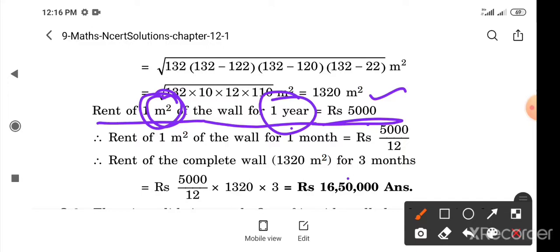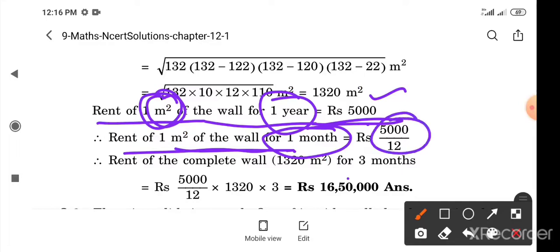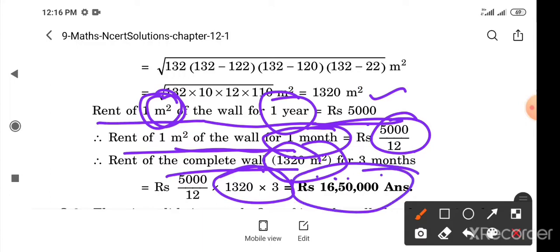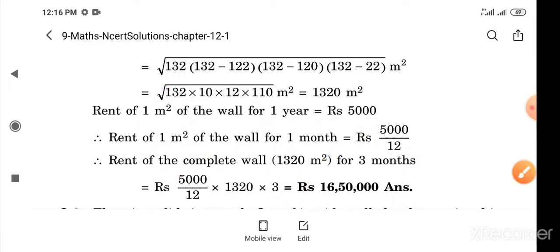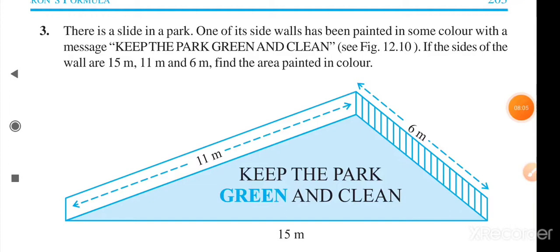So first you have to find out for 1 month. The cost, or you can say the rent for 1 month, is equal to 5,000 upon 12. Then the rent for this 1320 meter square for 3 months is equal to, you will multiply both the numbers and you will get the answer 16,50,000.